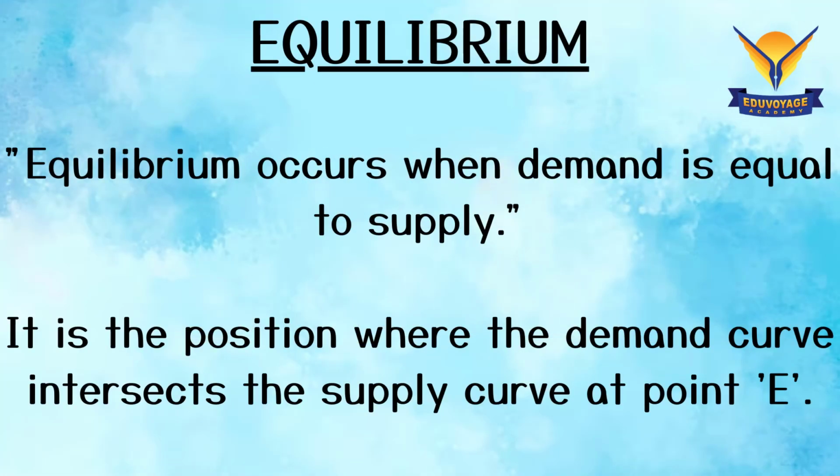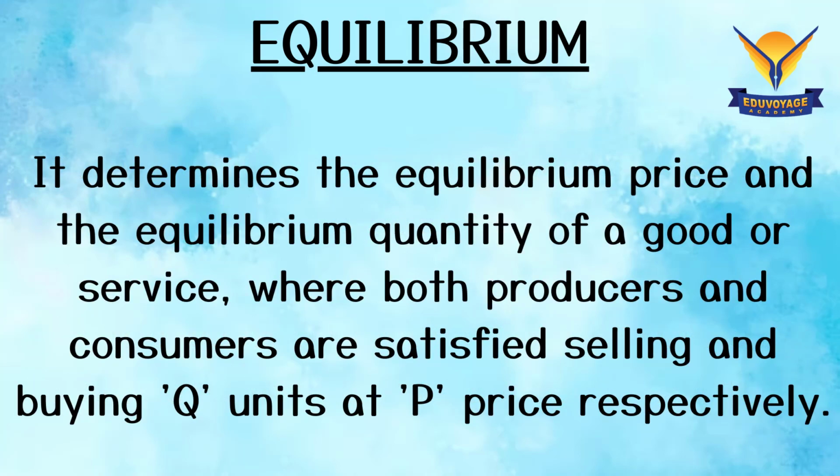Equilibrium occurs when demand is equal to supply. It is a position where the demand curve intersects the supply curve. As shown in the diagram, point E determines the equilibrium price and the equilibrium quantity of a good or service where both producers and consumers are satisfied, selling and buying respectively Q units, capital Q units, at P price. It is also known as market clearing price.